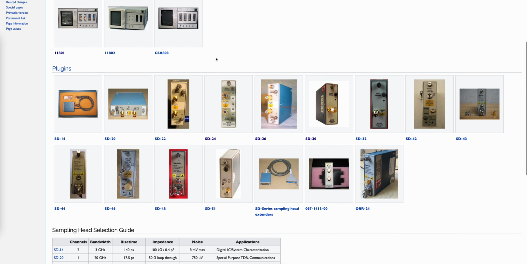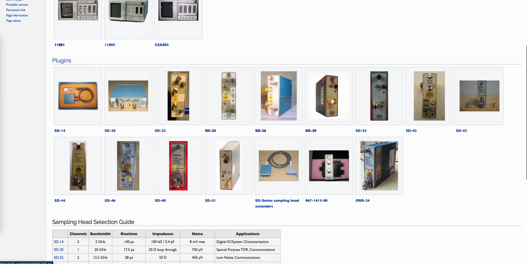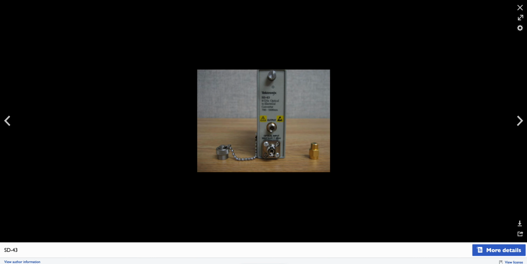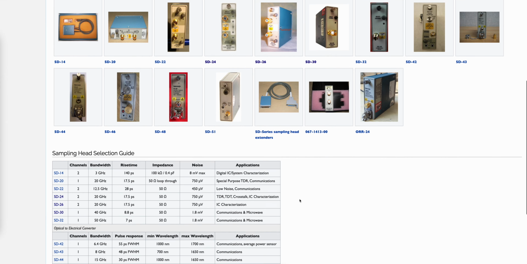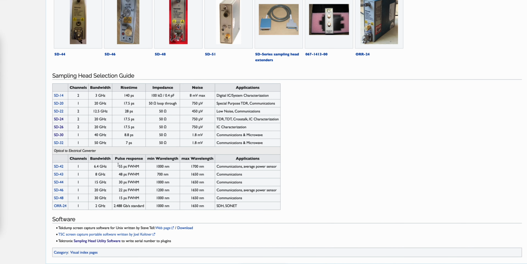And also they introduced optical sampling heads, where you can plug in a fiber optic carrying a digital signal, an analog signal, or a modulated digital signal, and convert it from optical to electrical and bring it back into the instrument. Impressive 50 gigahertz sampling head with some optical to electrical converters.